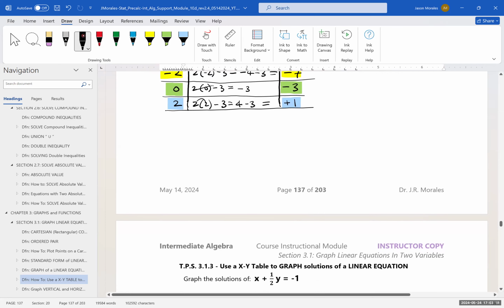So anyway, down here at the bottom, here's this think, pair, share with this standard form, and graph solutions of that and draw a line, just like the previous model. Go ahead and pause now and resume after you're done.